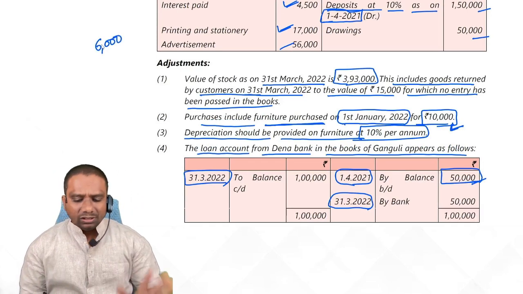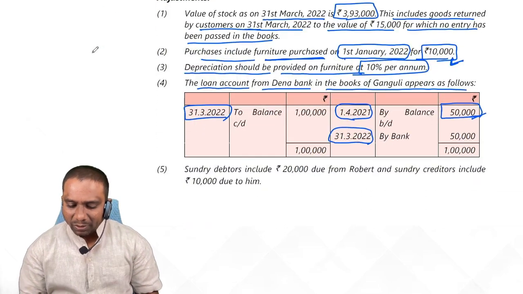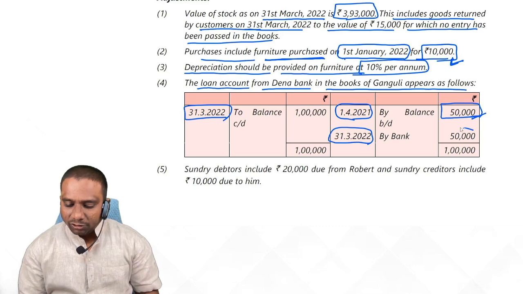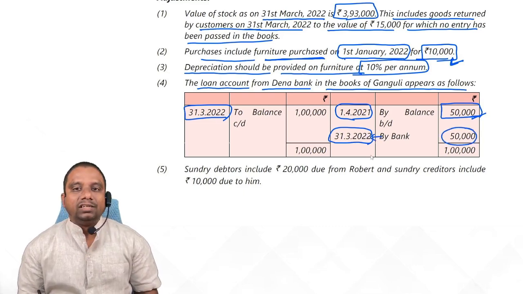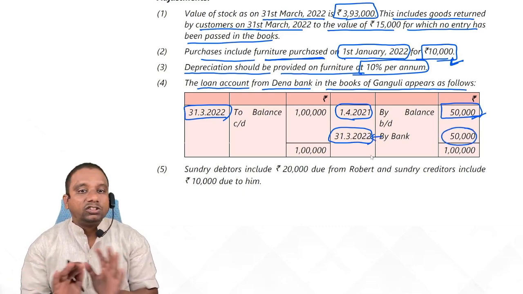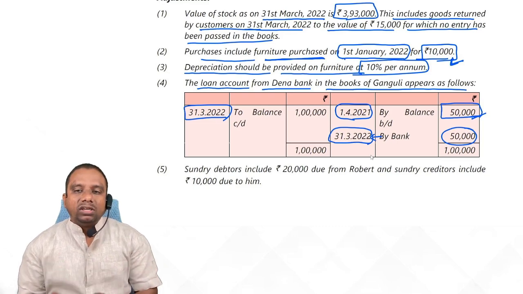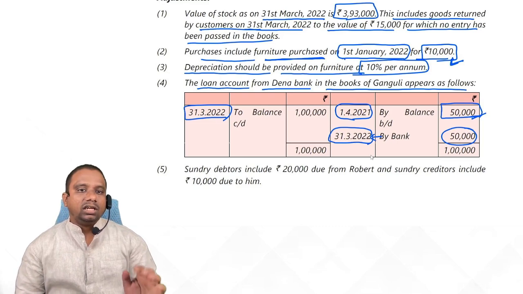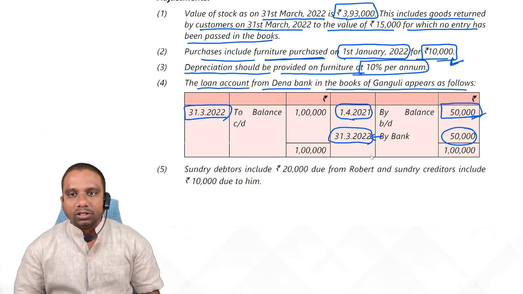50,000 into 12%, 6,000. Next one, by bank. By bank means we have borrowed a loan of 50,000 rupees at the end of the year. That means on this 50,000 there is no interest. But what is the outstanding amount? Sorry, 50 plus 50, 1 lakh is the outstanding amount. Is it clear, students? Yes.